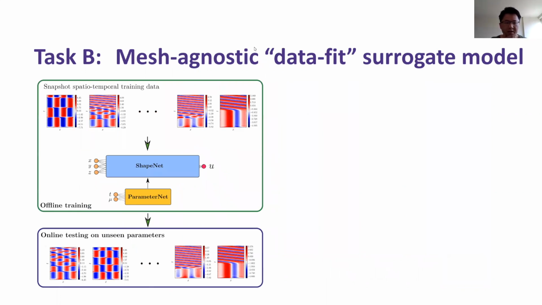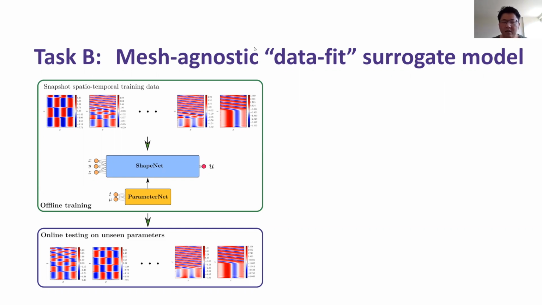The second task is a simple data-fit mesh-agnostic surrogate model. This is a parametric one-dimensional Kuramoto-Sivashinsky problem. When you change the mu, the hyperviscosity, normally we know KS gives you a chaotic solution. But if you play around with viscosity, it can sometimes give you oscillating waves, sometimes traveling waves. In this case, we're not going to predict the chaotic problem. We're going to test on the bifurcation problem here, not really much chaotic.